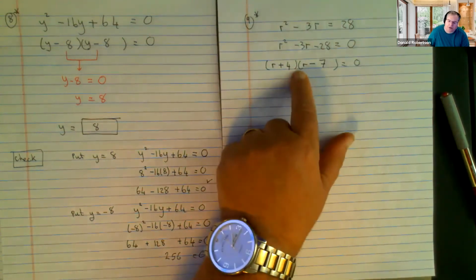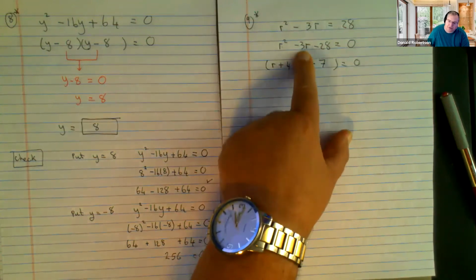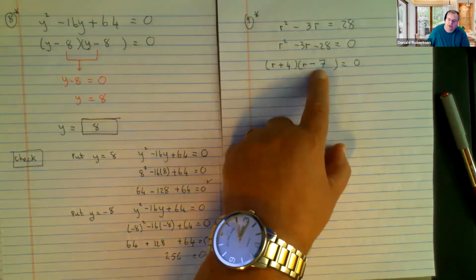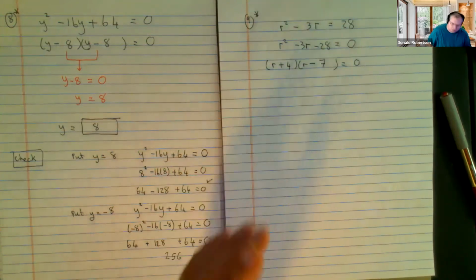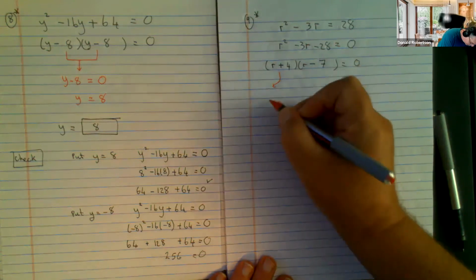And you can FOIL that out to check that it's right, but 4 and negative 7 added gives me negative 3. 4 times negative 7 gives me negative 28. I know I got it. So if you can get it to there, the rest is pretty straightforward.